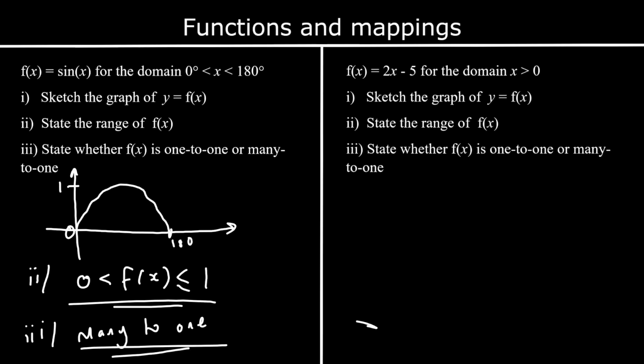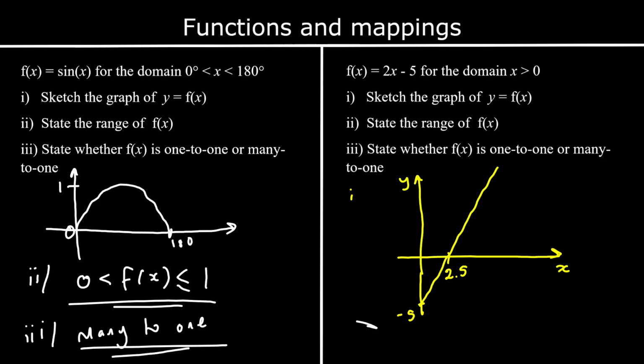One for you to try. Give it a go. So f(x) is 2x minus 5 and x is greater than 0. Sketch the graph. So x is greater than 0, and the y-intercept would be at negative 5, and it goes up with a gradient of 2. So it's going to cross here at 2.5. So that is our function.